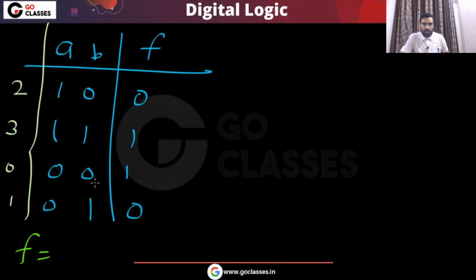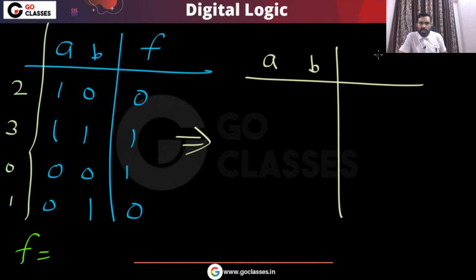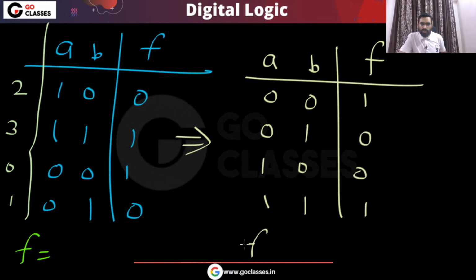Now, what is the function f? This is not a standard truth table, but my question is what is function f? Remember, you can convert this into a standard truth table if you want, or you can directly find the answer. Just convert this into a standard truth table. So for 0 0 value is 1, for 1 1 value is 1, and for the remaining value is 0. So you can notice f is equal to a XNOR b.